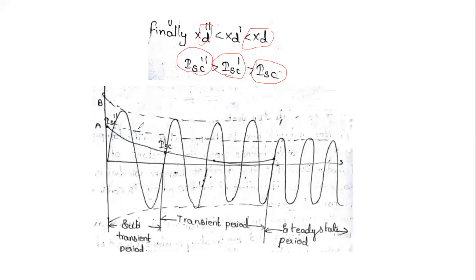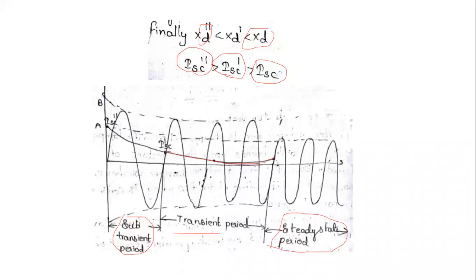Okay, up to the point where ISC double dash equals ISC dash, this period is called the subtransient period. After that, we call it the transient period. Next, the last state is the steady state period, because in the steady state period there are no short circuit currents.